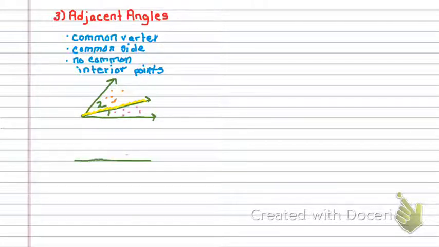There is one special pair of adjacent angles. These would also be a pair of adjacent angles. Angle 3 and angle 4 would also be adjacent angles. But because their sides, these uncommon sides, form a line, these are called a linear pair. A linear pair of angles. They're a special pair of adjacent angles. Linear pair.